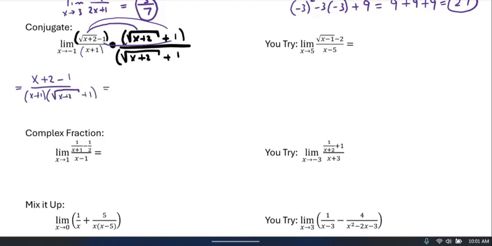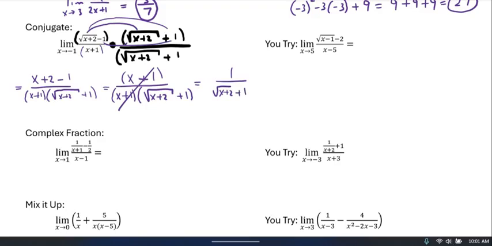So let's just simplify the top slightly. We have x, and then 2 minus 1 is just 1. Now notice that that factor happens to match a factor in the denominator. And again, that looks just like the technique that we did before. So now those will simplify out, leaving us with 1 over square root x plus 2 plus 1.